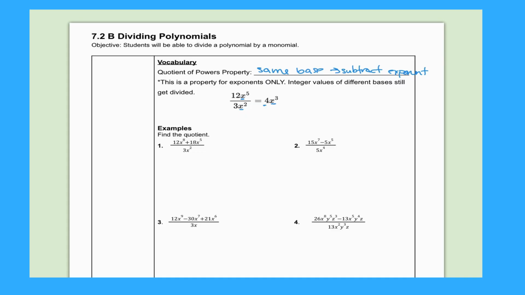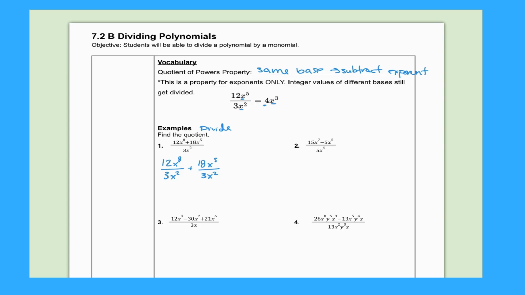So like number 1. Again, find the quotient, we're dividing. So quotient just means you're going to divide. When we have an addition problem like this, or subtraction like in number 2, we are just going to divide each term separately by that denominator. So I'm going to write it out separately like that. I'm going to take the first term, the 12x to the 8th, and that's going to get divided by that denominator of 3x squared. And I'm going to drop down that plus sign. And then I'm going to take the second term, 18x to the 5th, and that's also going to get divided by the denominator. So each term in the numerator gets divided by that denominator.